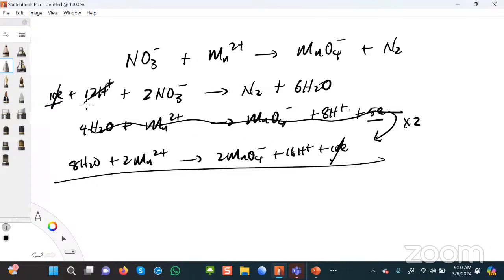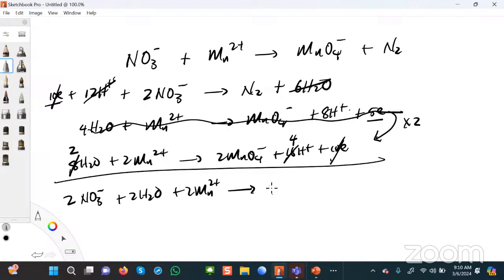Okay, so these 12 will cancel out 12 of these, leaving behind 4. What else? Okay, so these 6 will cancel out 6 of these, leaving behind 2, right? And then we write down what's left, which should be the final answer. 2NO3 minus plus 2H2O plus 2Mn2 plus. And then on the right side, we're going to have N2 plus 2MnO4 minus plus 4H plus. And that should be the answer.